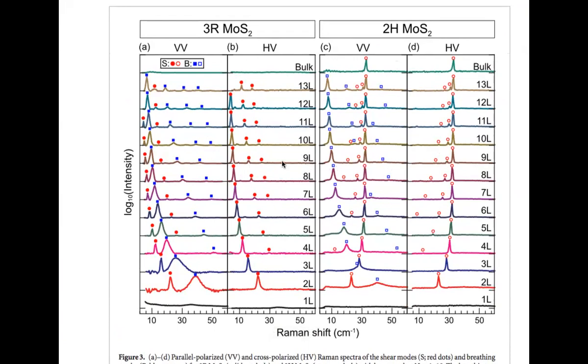Okay, so these are some of the simple theory of Raman related to group theory and some of our data derived from those selection rules. Do you have any questions?